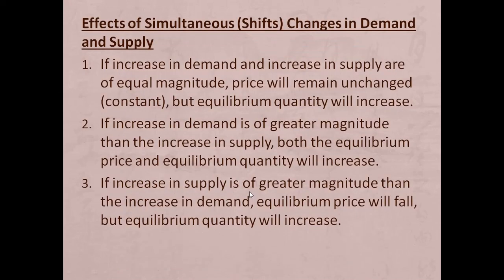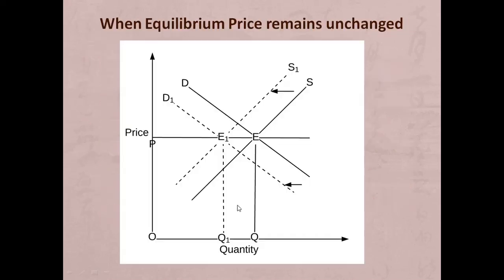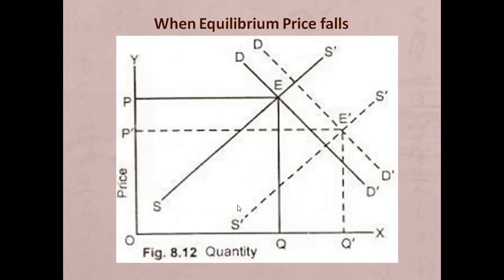Now, if the increase in supply is of greater magnitude than the increase in demand, equilibrium price will fall, but equilibrium quantity will increase. So point number 3 is just like point number 2, but the opposite of it. In point number 2, the magnitude of change in demand was greater than the magnitude of change in supply, but in point number 3, the magnitude of change in supply is greater than the magnitude of change in demand. So at this point of time, what happens is this.